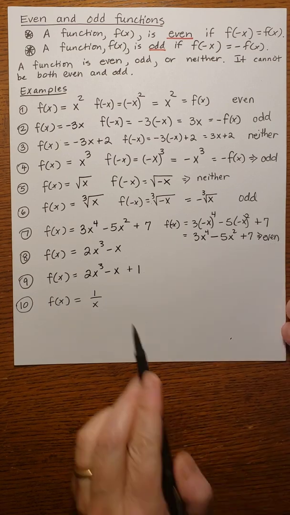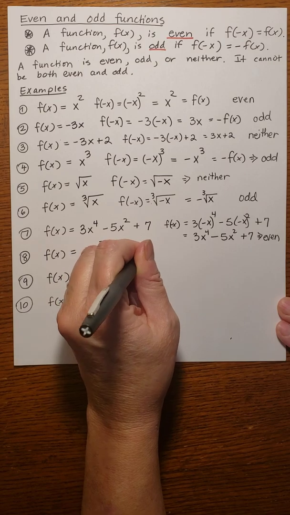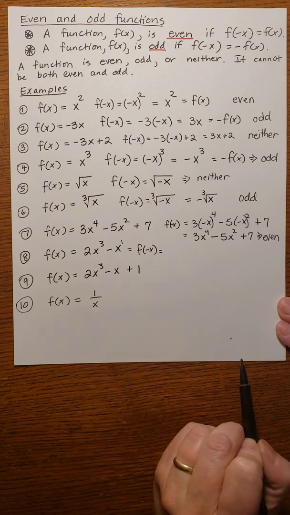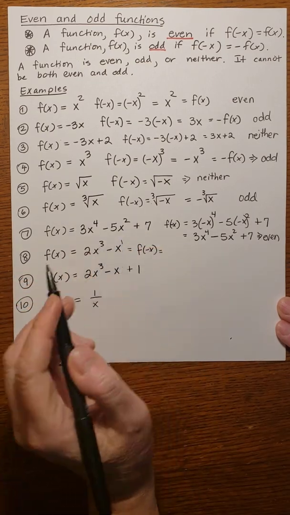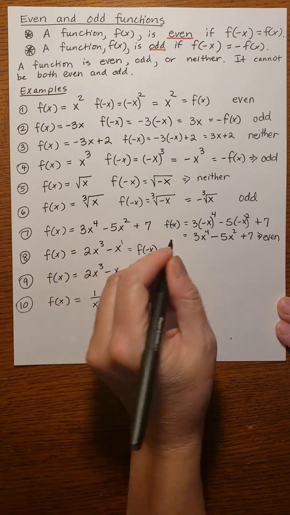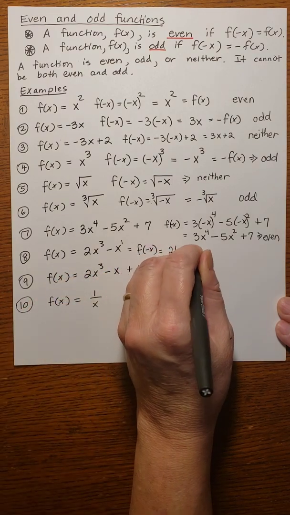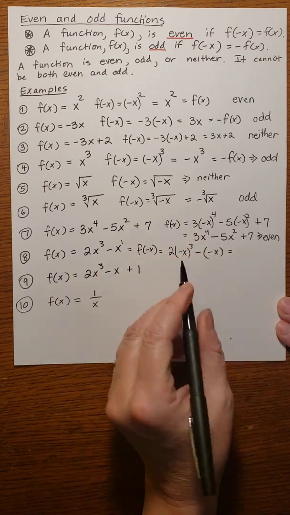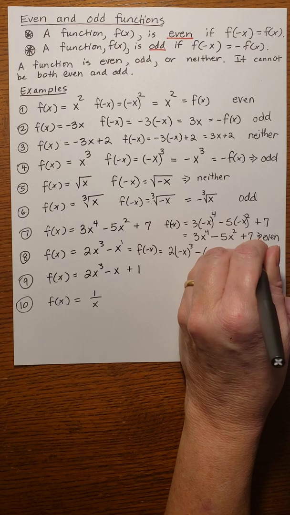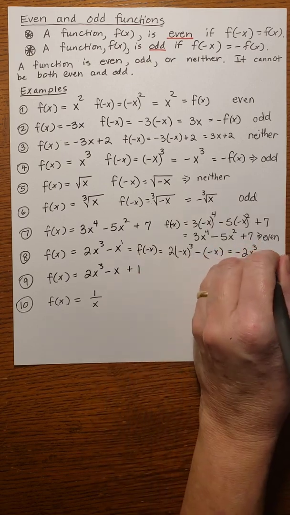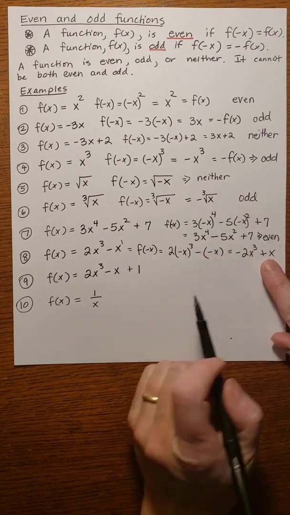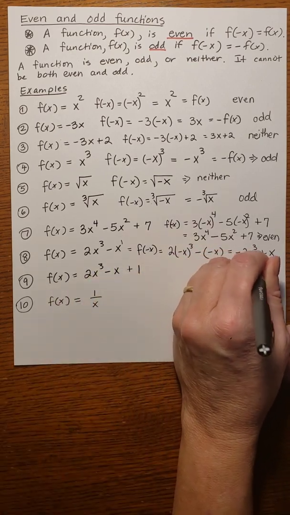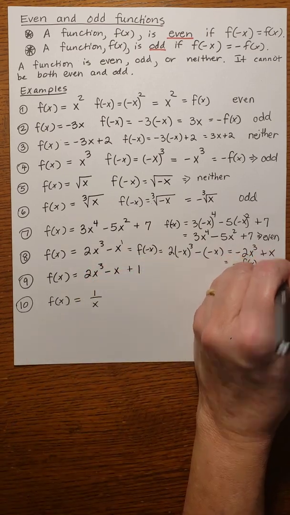So it's even. Now here, plugging in minus x, because these exponents are odd, this is understood to be a 1, right? Because these exponents are odd, I can pull those negatives out. And so I have 2 times negative x cubed minus negative x. This is going to be negative 2x cubed plus, because of the double negative, plus x. And this is exactly the opposite sign of my original function. So this is minus f of x. And so my function is odd.